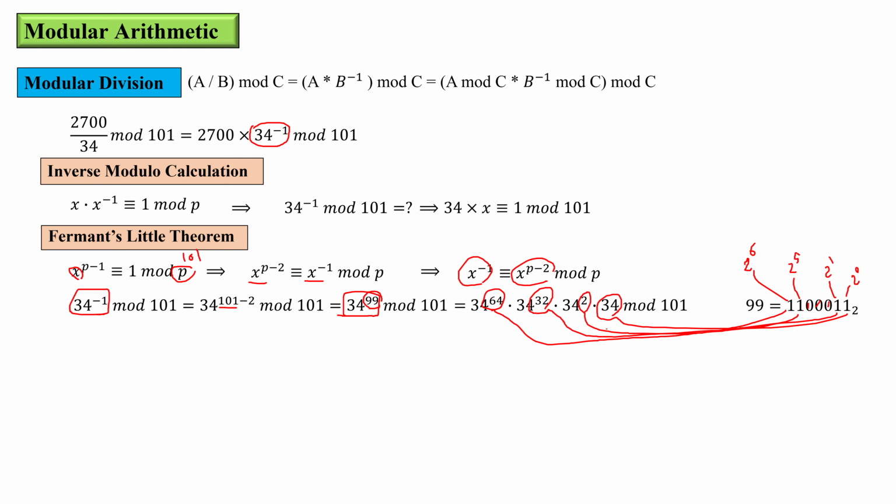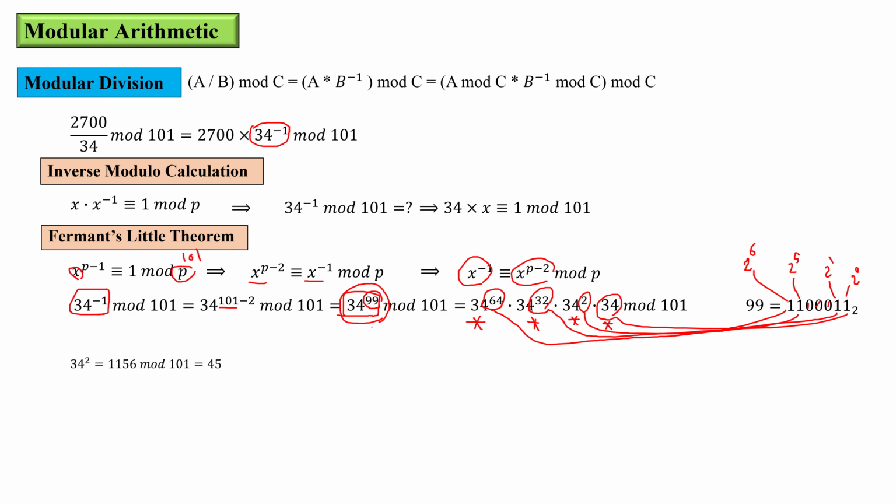And then you need to compute each of these four terms, the final one being just 34, multiply them to each other, and then compute mod 101. The whole discussion after this is just to compute this big value, 34 to the power of 99. How can we compute it more easily compared to multiplying 34 by itself 99 times and then computing mod? This algorithm is easier.